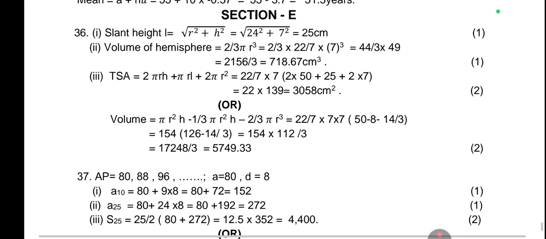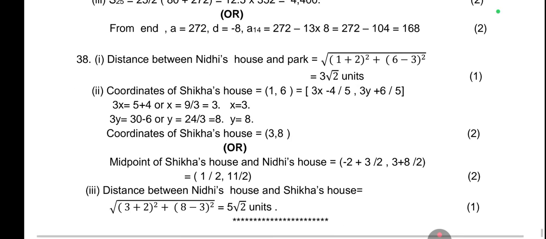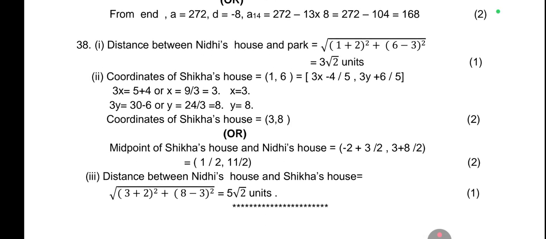Then 36, 5749.33. Standard given, volume given, TSA, volume. 37, AP. A10 is 152, A25 is 272, S25 is 4400 and in the end the answer is 168. Then 38th. So distance answer is 3 root 2, and coordinates, and distance between Nidhi's house and Shika's house.